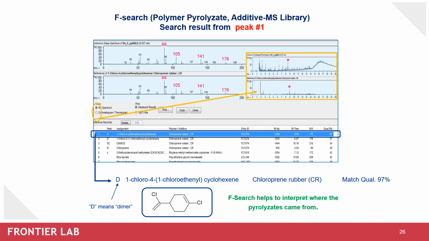I'm just showing a screenshot of FSurge results. So this is the FSurge result, which indicates that peak number 1 is a dimer of CR. That also helps us to interpret the origin of the pyrolysis products and additives, as I just mentioned. And then for additional confirmation, the next step is to find the monomer of chloroprene rubber, because the presence of both monomer and dimer could be very strong evidence that the good sample contains CR.